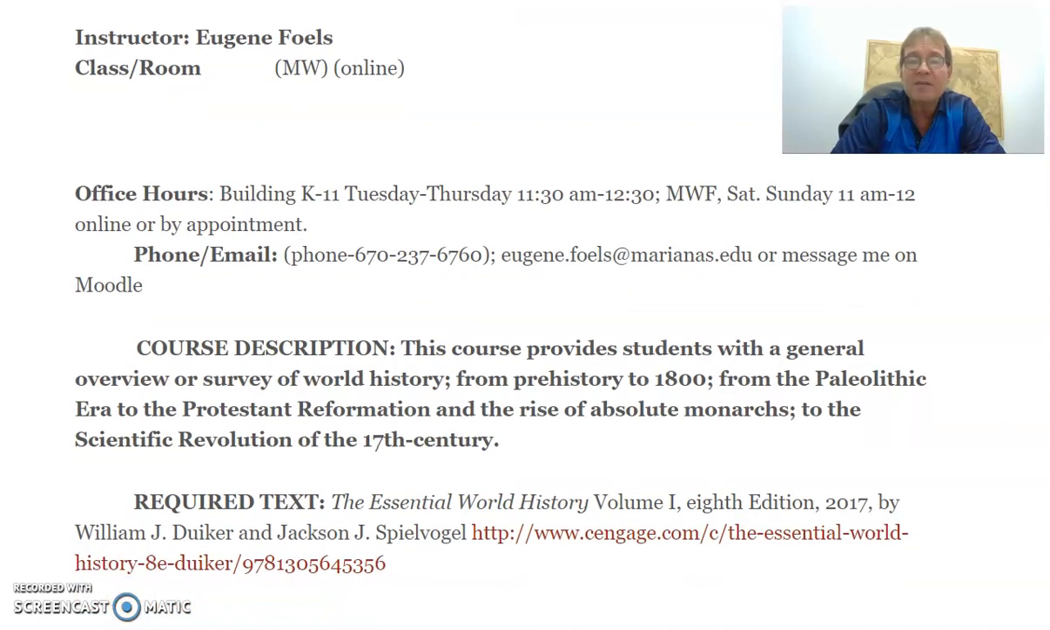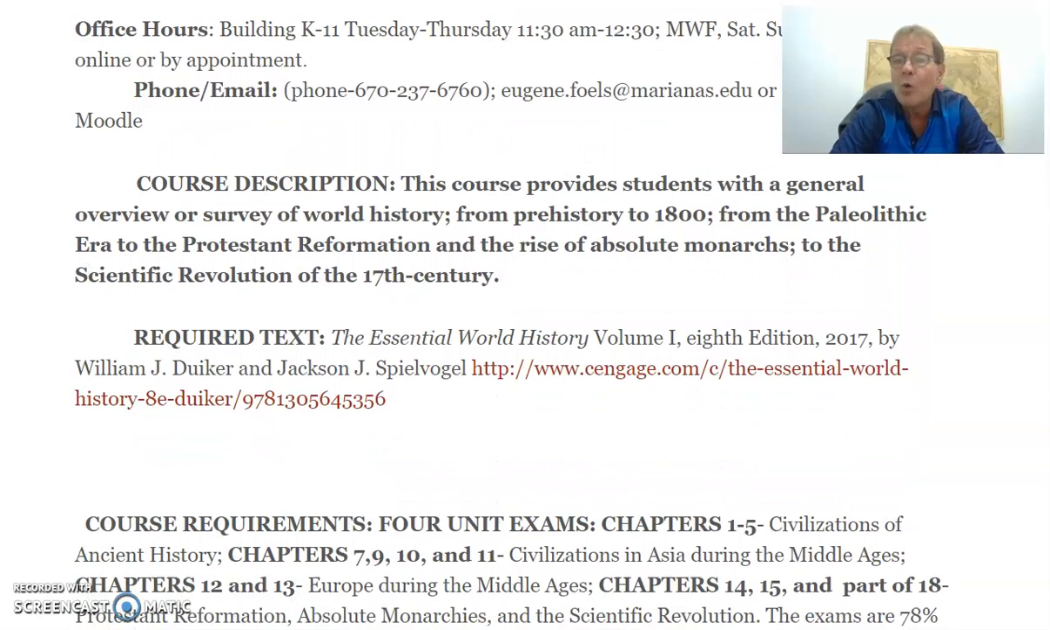There's your textbook, The Essential World History, Volume 1. The 8th edition is best. There's other editions that'll work, but it's always best to use the most recent textbook because then all of the publisher tools are available to you. The enrollment key for 121 is World 121, small case W. World 121 is the enrollment key.